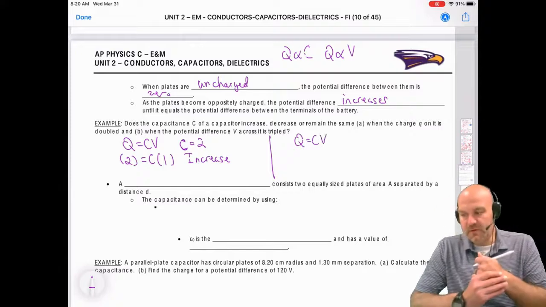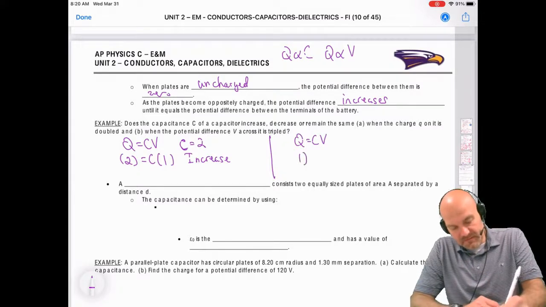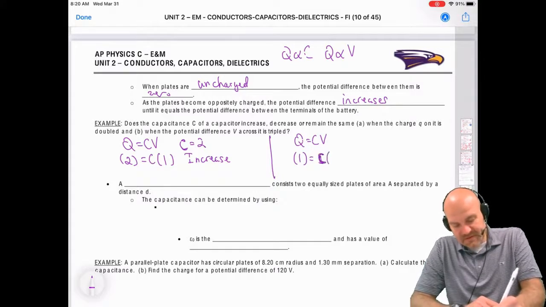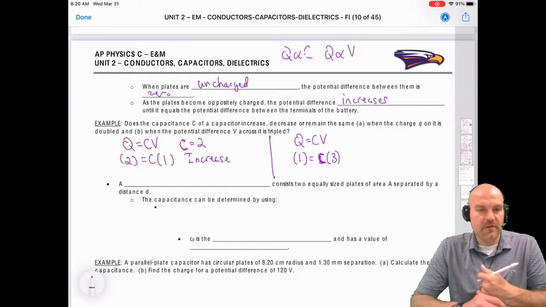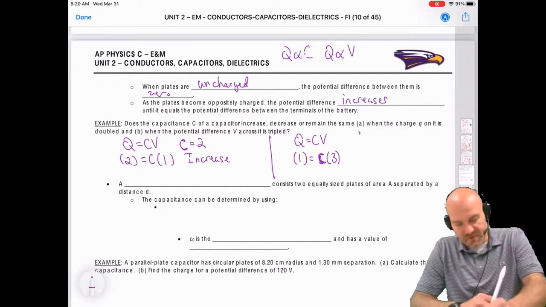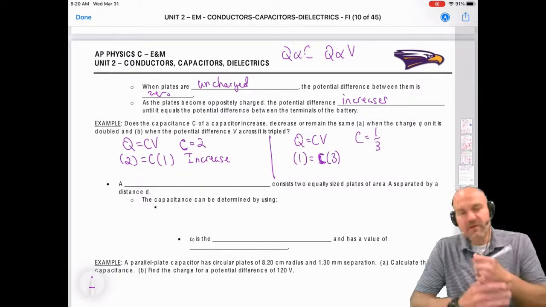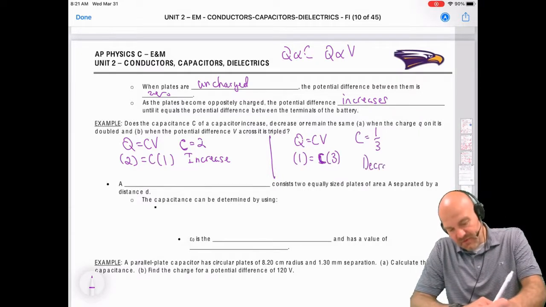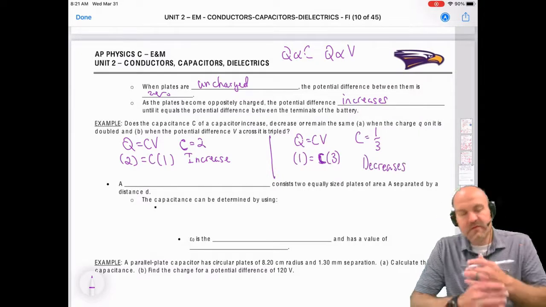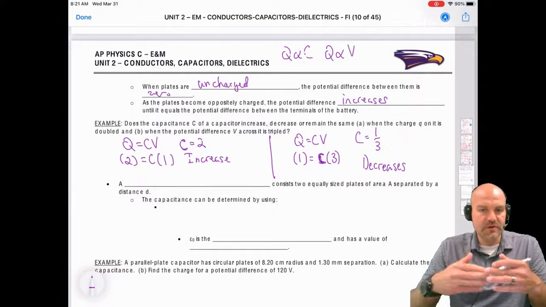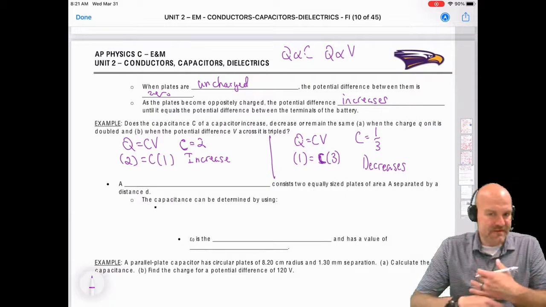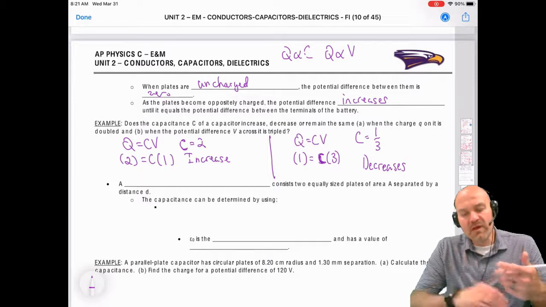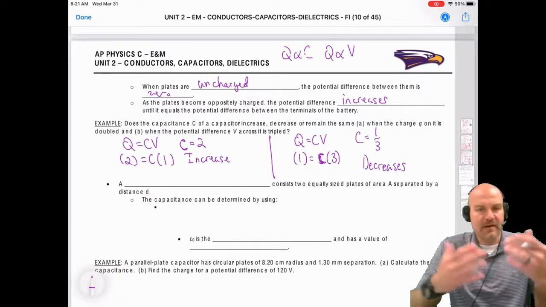So again, we start with Q equals CV. We're going to keep the charge the same, find the capacitance, and we're tripling the potential difference. So for us to solve for C, we need to divide by 3, and it tells us that when you increase the voltage difference, you're going to decrease the capacitance. The way to think about it is, say I had a bucket of water.